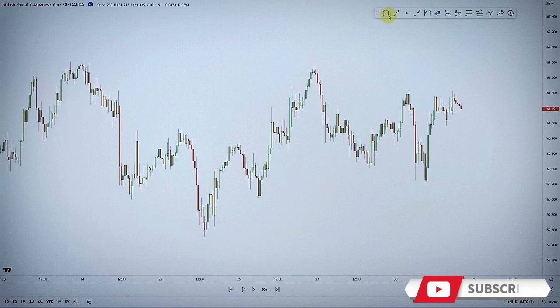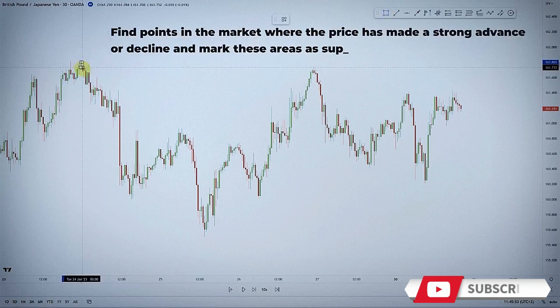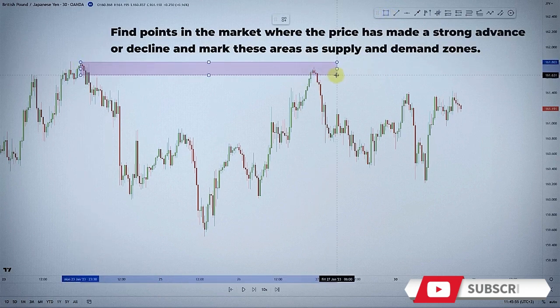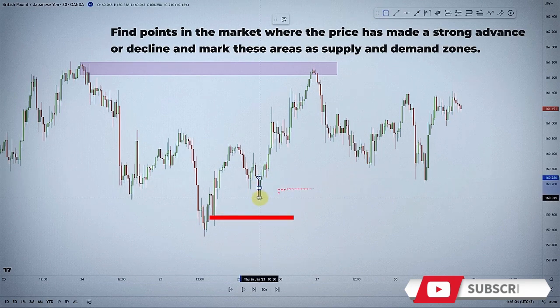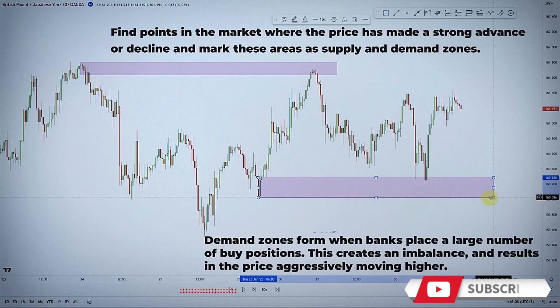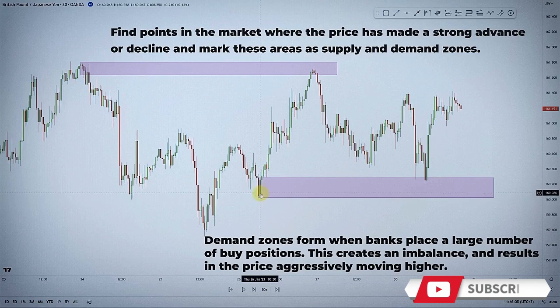Supply and demand trading is a method where the idea is to find points in the market where the price has made a strong advance or decline and mark these areas as supply and demand zones. Demand zones form when banks place a large number of buy positions. This creates an imbalance and results in the price aggressively moving higher.